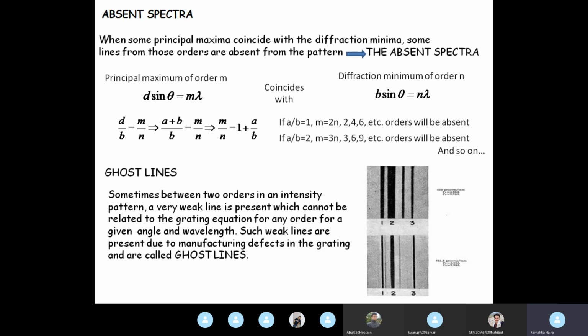I've got a typical picture of a ghost line from the internet. This is a good grating where it has produced proper lines. But here, you see, this line cannot be accounted for by a given order. These faint lines here cannot be accounted for by a given order. So they are called the ghost lines. They sometimes give you a 1 mark or 2 mark question asking what is a ghost line. So the knowledge should be there of what a ghost line is.